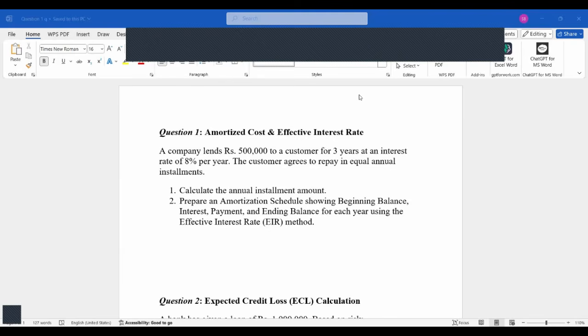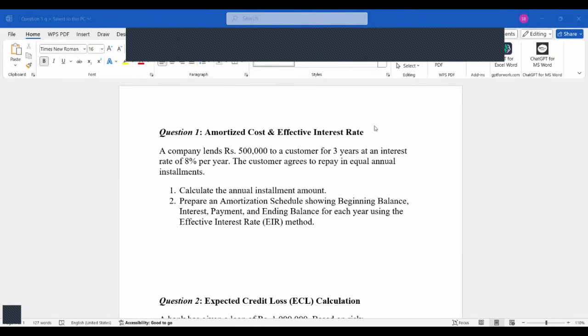So the effective interest rate, the EIR, is the discount rate that exactly equates the present value of expected cash flows of the instrument to its initial carrying amount. So let's look at the example.